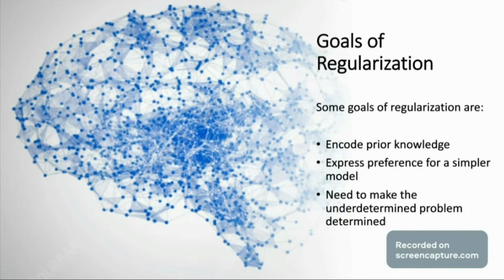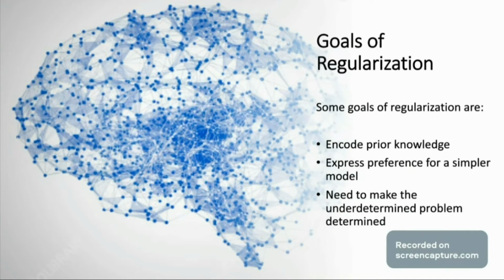The next slide contains the goals of regularization. What are the goals of regularization? Some of the goals are: 1. To encode prior knowledge. 2. To express preference for a simpler model. 3. The need to make the underdetermined problem determined. Basically, what regularization has to accomplish is that the problems that are underdetermined, regularization has to work to make those problems determined. So these are the goals of regularization.